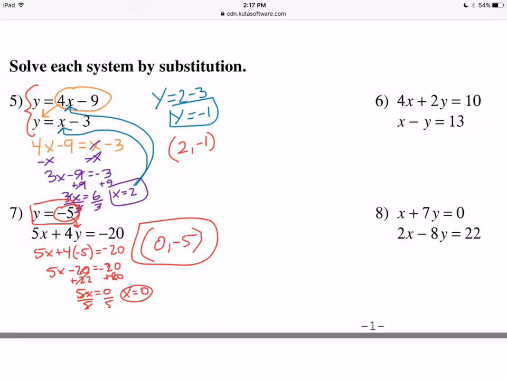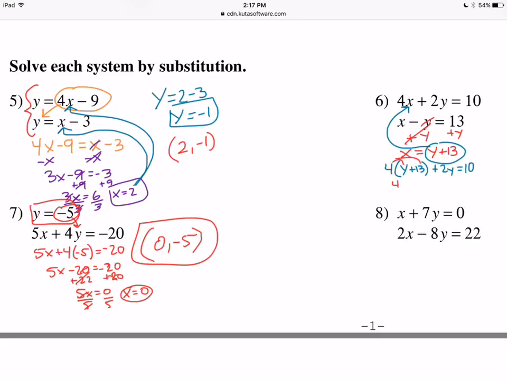What you can do is try to get one of the variables by itself. So, okay, I'll add y to the other side. And then that would be x equals y plus 13. So see how I got x all by itself, x equals something? What I can do is plug that in, because if x equals y plus 13, I can plug that in for x right there, which would give me 4 times (y plus 13) plus 2y equals 10.